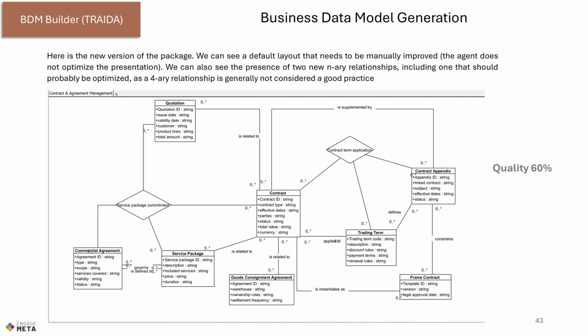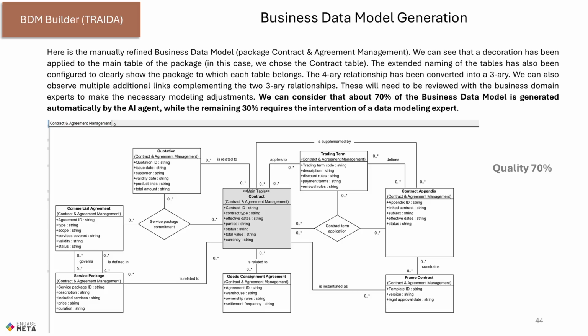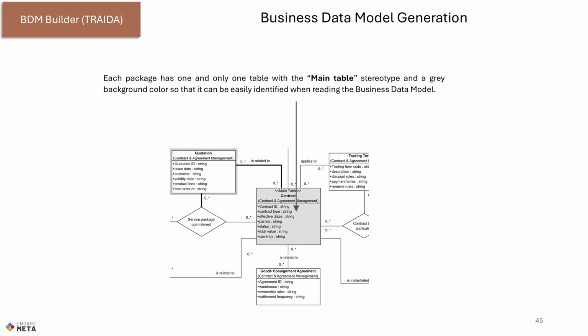This version shows improved semantic structure. Layout optimization is done manually. About 70% of the model is generated automatically. The remaining 30% requires expert judgment. Each package contains one clearly identified main table. This improves readability and semantic focus.